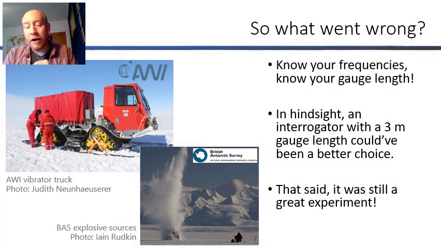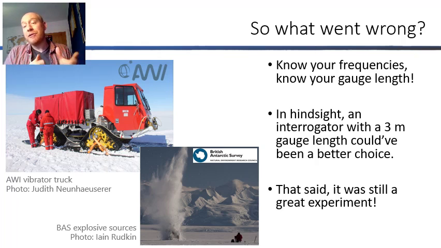So what went wrong? I think during the early stages of the acquisition design, a lot of the geophysicists involved in the discussion are more used to using other seismic sources on ice than a hammer and plate source. For example, the RV use a vibrator truck in Antarctica, the British Antarctic Survey use explosive seismic surveys, and the dominant frequencies you get from these are probably a bit more like your typical industrial seismic surveys. A hammer and plate source does radiate higher frequency energy, and therefore, with hindsight, an interrogator with a 3-meter gauge length could have been a better choice for us.